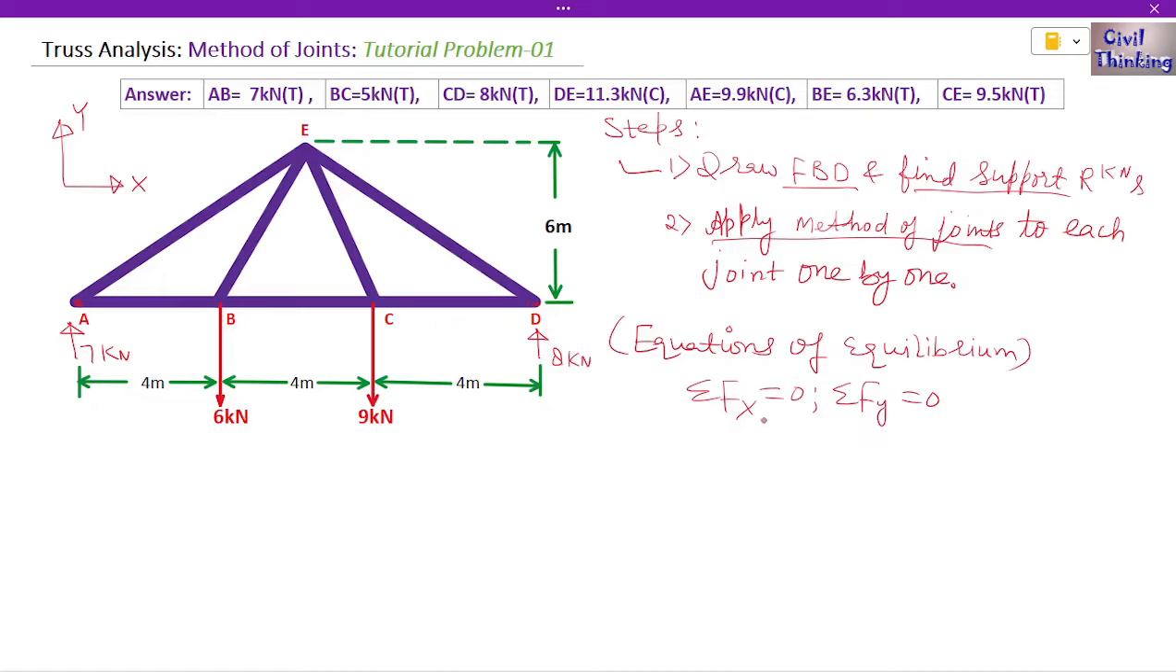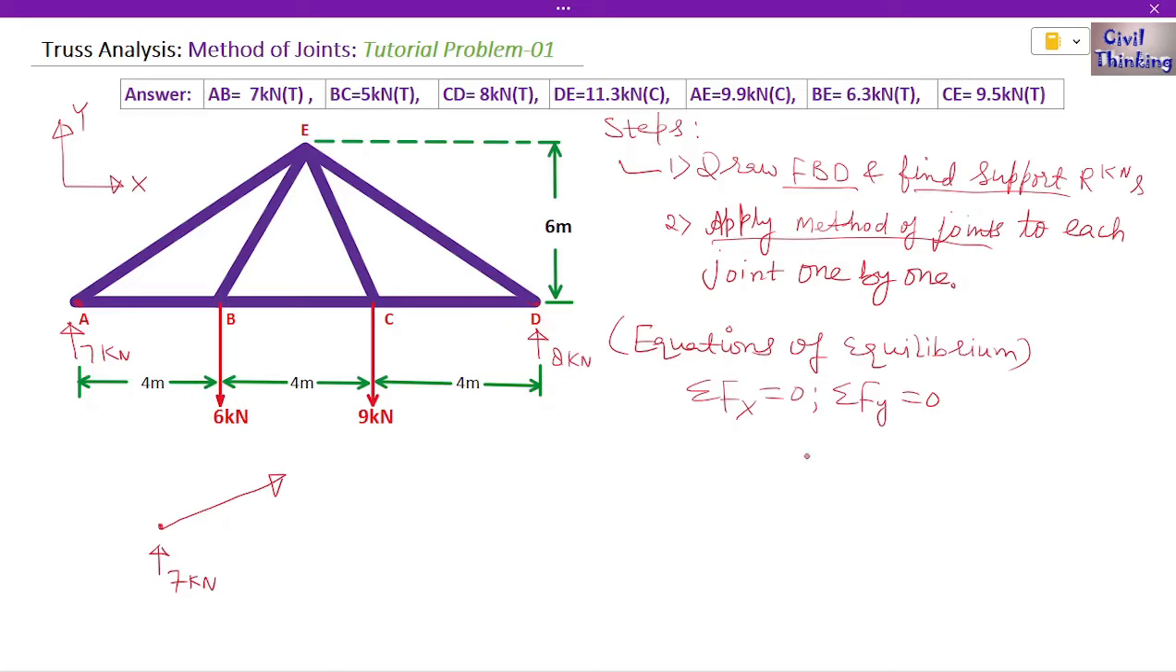So let's begin one by one. Let us first begin at joint A. Let us say this is joint A. Now we have this upward reaction of 7 kilonewton, and then we have one force, AE. I'm assuming the force in the AE member is tensile.